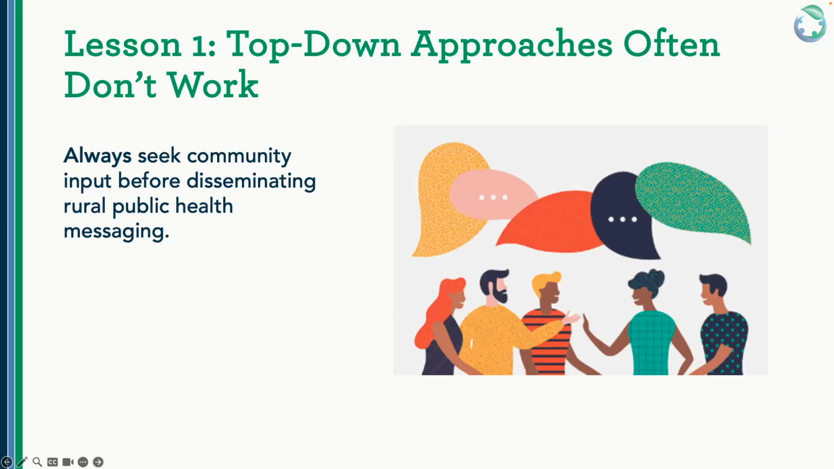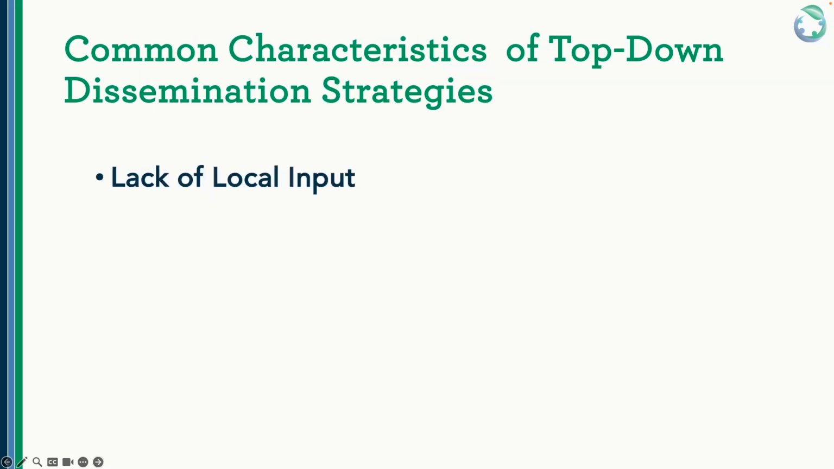Lesson 1. Top-down approaches often don't work. One key lesson is top-down approaches are often ineffective in rural communities. Always seek community input before disseminating rural public health messaging. Top-down dissemination approaches typically involve externally developed messaging shared without meaningful community input. In rural communities, these approaches frequently fail to resonate for several reasons. Lack of local input is one of those reasons. Messaging created without engaging rural partners may not reflect the language, values, or concerns of rural communities.